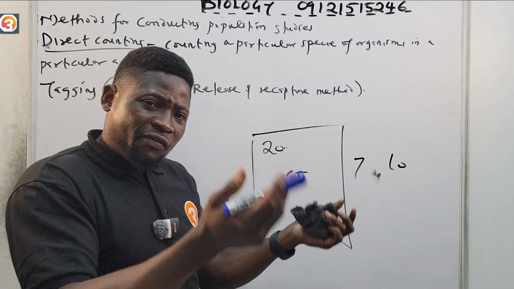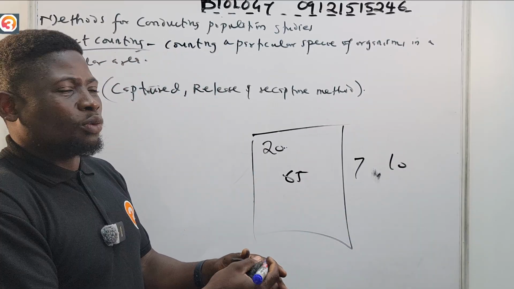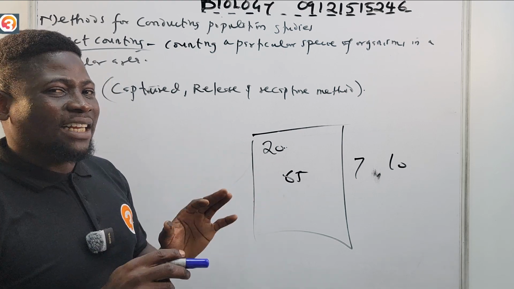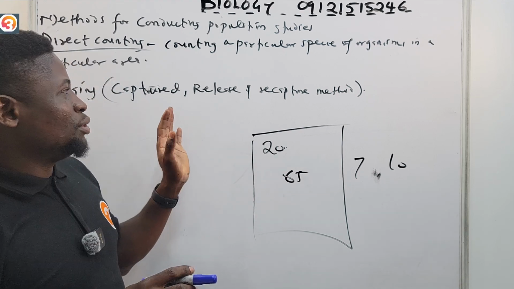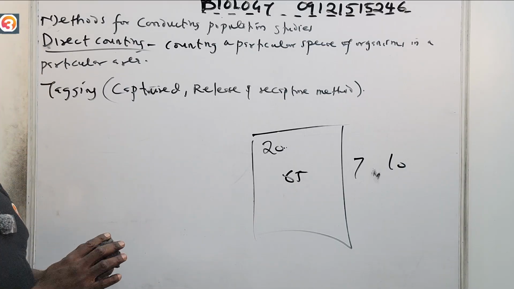So you come to a field, you capture, you mark them, release them, then come back again to recapture them again. So that is that. So that's the capture, release, and recapture method, which is known as tagging.